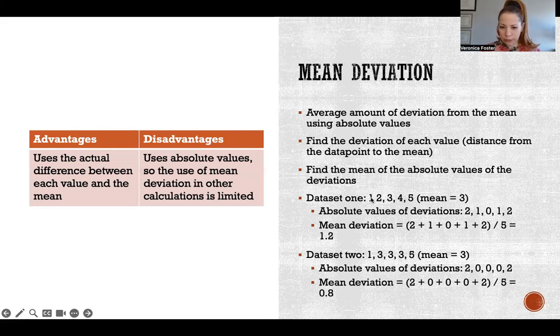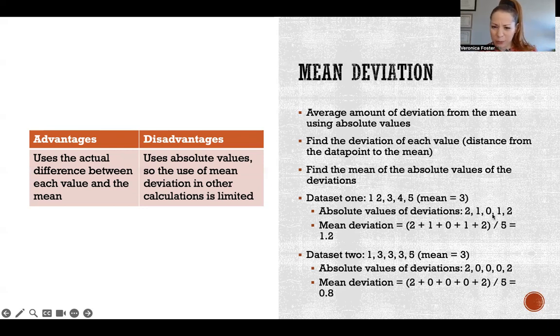Okay, so for this first point, 1, that is 2 away from the mean. So my absolute value of the deviation is 2. If I just wanted to find the deviation, not the absolute value, it would be -2 because 1 is below the average. So anytime it's below the average, it's negative. If it's above the average, it's positive. Okay, so it would be -2, and then the next one would be -1, because it's 1 away from the average. But again, here I took the absolute values, so they're positive.